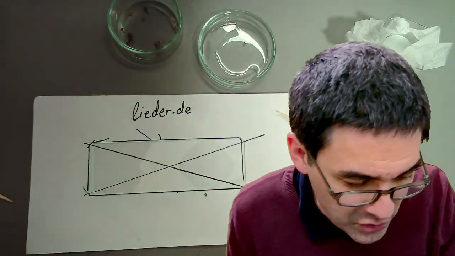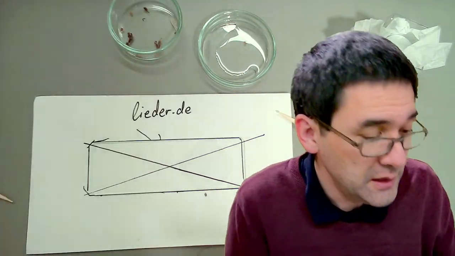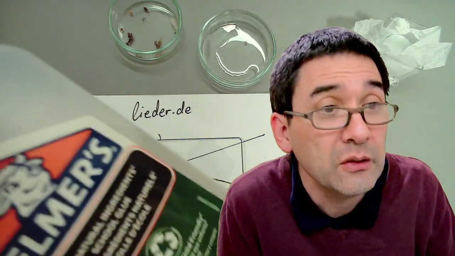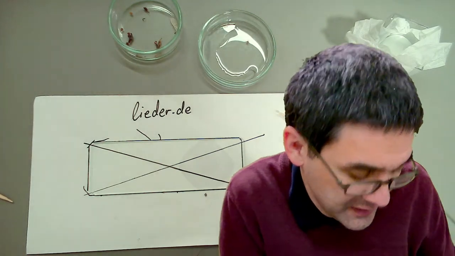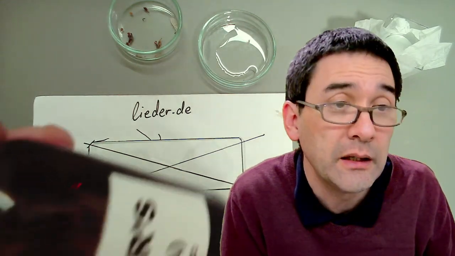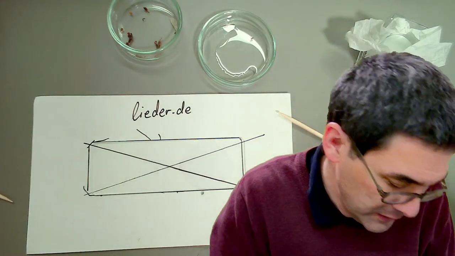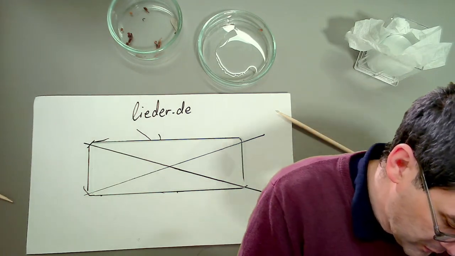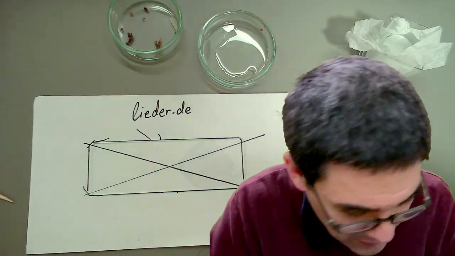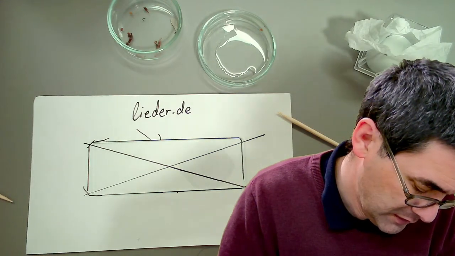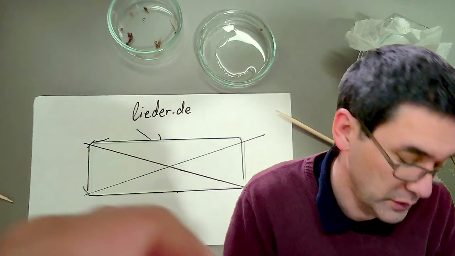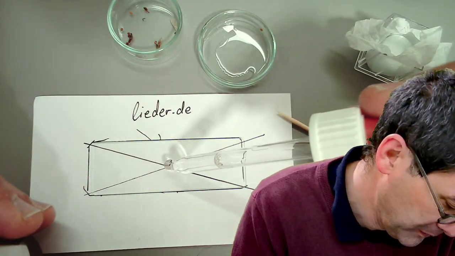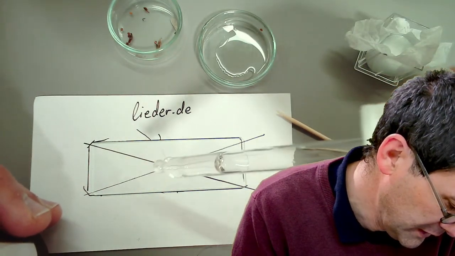So I need to use Elmer's PVA. For those of you who joined late, that's this glue over here, polyvinyl alcohol, polyvinyl acetate, or some kind of a mixture, diluted a little bit with water to make it more fluid. Okay, was this a mite? No, I don't know. And same story. It's really flowing. Okay, this one is completely clear now.